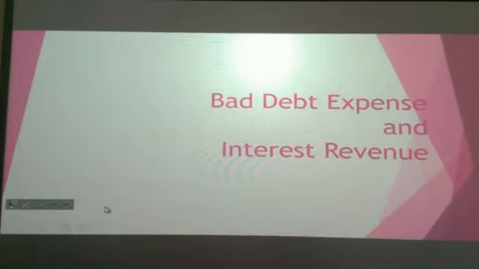Expense and interest revenue. You have homework problems just like these. As a matter of fact, I took them from your homework problems, so you should find these problems that I work on to be somewhat useful. Okay? So the first problem we're going to work on is bad debt expense.